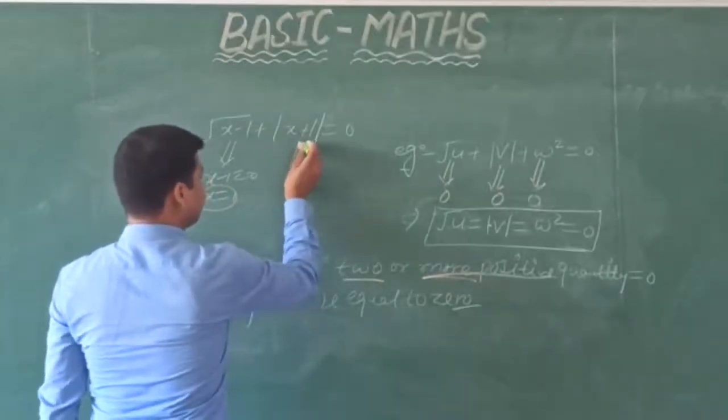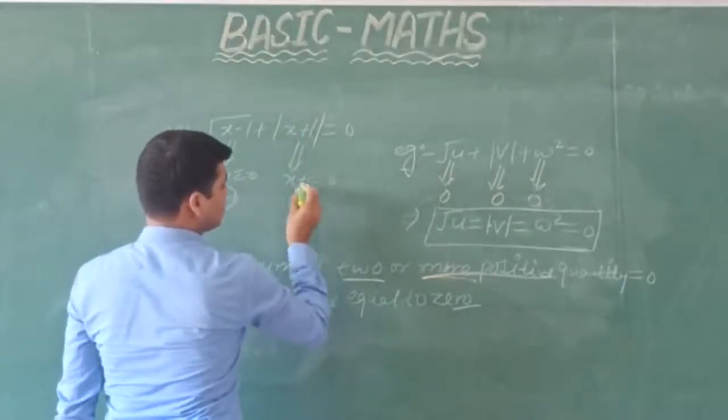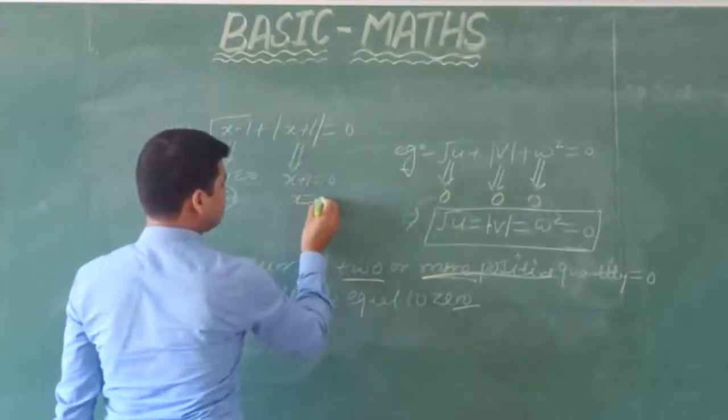Here what are we getting? We are getting mod of x plus 1 equals to 0. So mod of x plus 1 equals to 0. Okay, so what will you get here? x equals to minus 1.